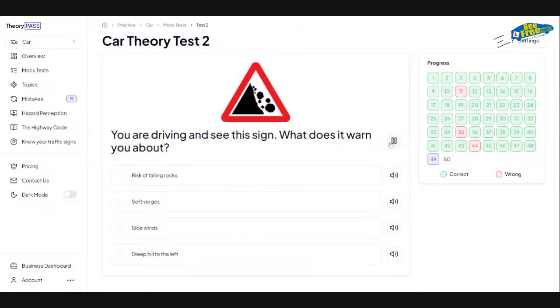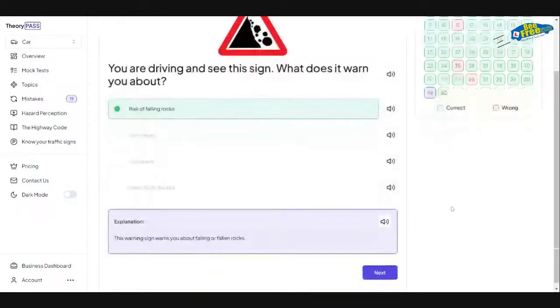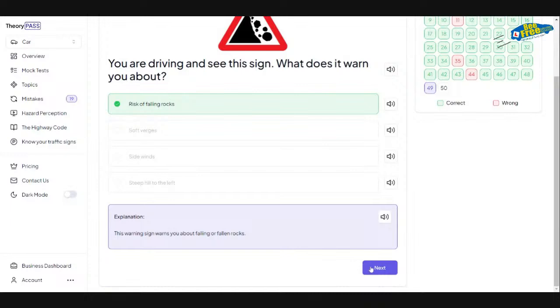You are driving and see this sign. What does it warn you about? Risk of falling rocks. Soft verges. Side winds. Steep hill to the left. So this is a question of saying what you see. Yeah, falling rocks. That's one of the easier ones.